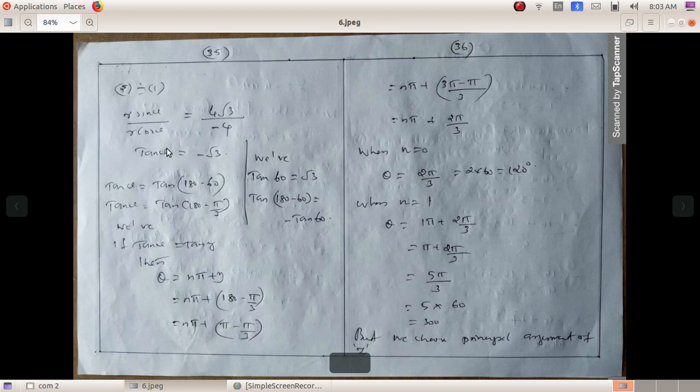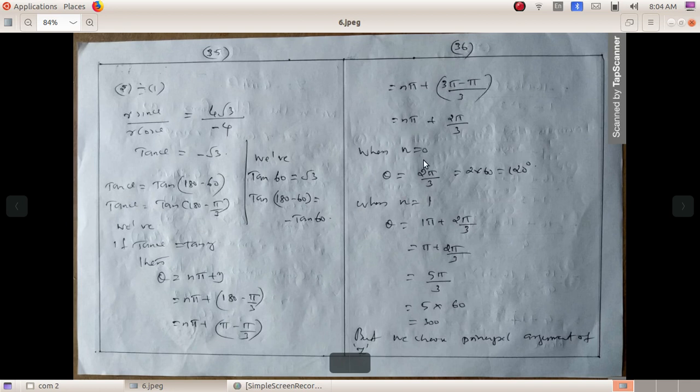So here tan theta is equal to tan(180 minus pi by 3). Okay, because tan(180 minus pi by 3) is what? Minus tan 60, that is minus root 3. So this can be converted as this one. So our formula, tan theta is equal to tan alpha, then theta is equal to what? n pi plus alpha. So n pi plus what is alpha here? Theta is pi minus pi by 3, right? n pi plus 180 means pi minus pi by 3. So cross multiplication, that is 3 pi minus pi by 3 is 2 pi by 3.